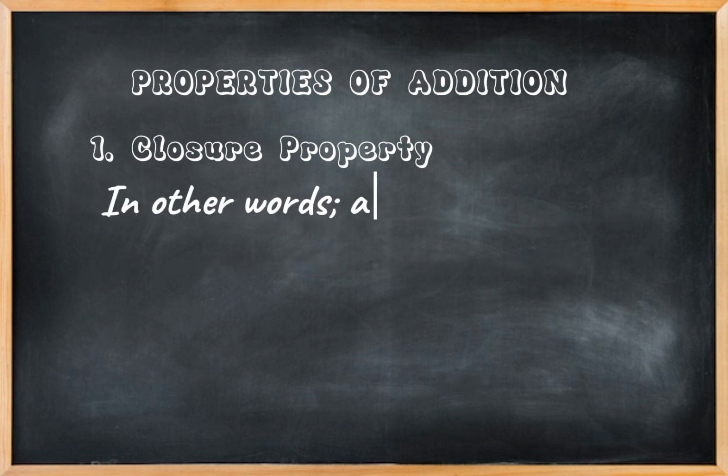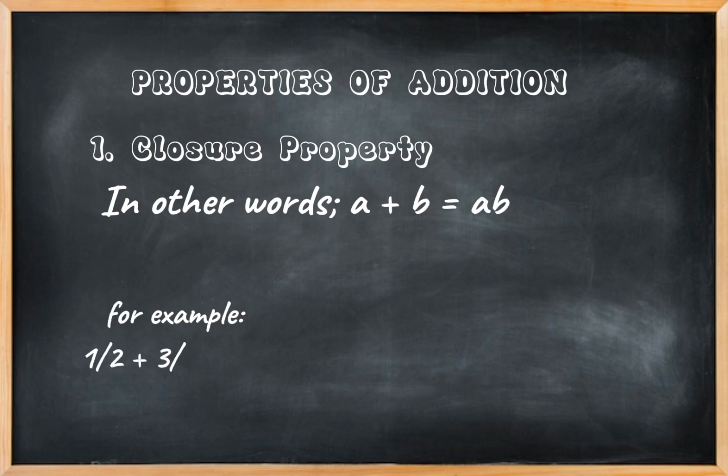In other words, A plus B is equal to AB. For example, 1/2 plus 3/4 is equal to 5/4. 5/4 is still a rational number.